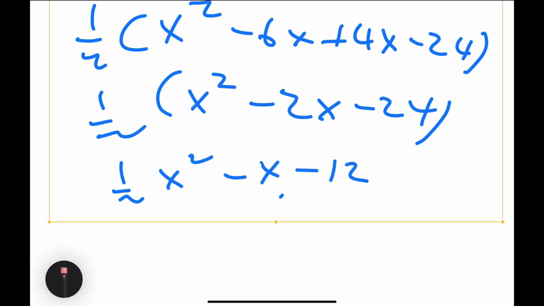So the first term, we can either have it as half x squared, or we can have it as x squared over 2. That's the same thing. And then the negative 2x divided by 2 is negative x, and negative 24 divided by 2 is negative 12. So that would be the final answer.